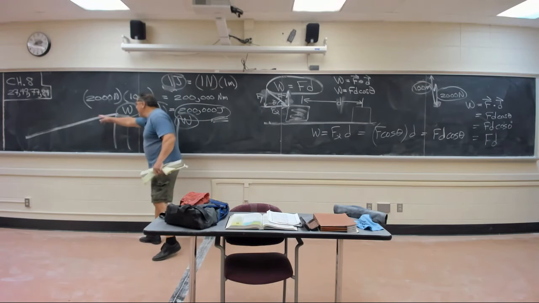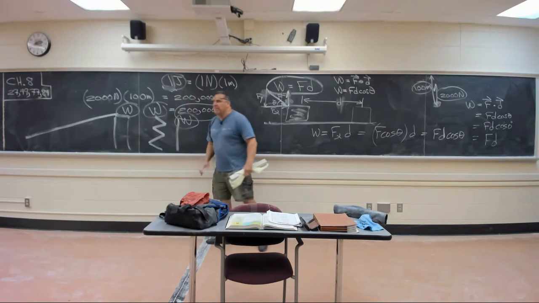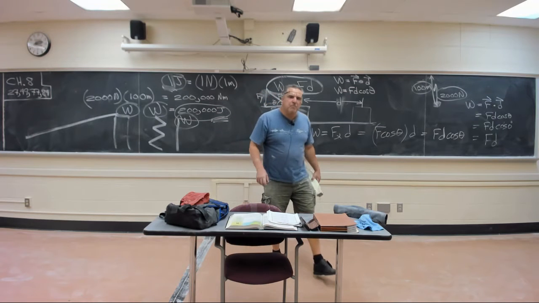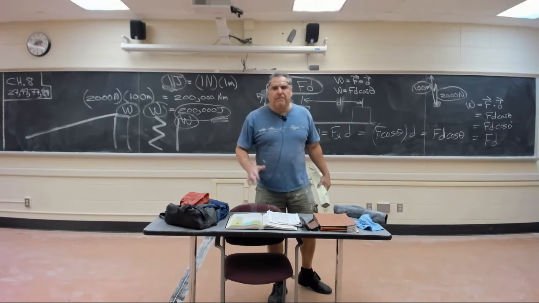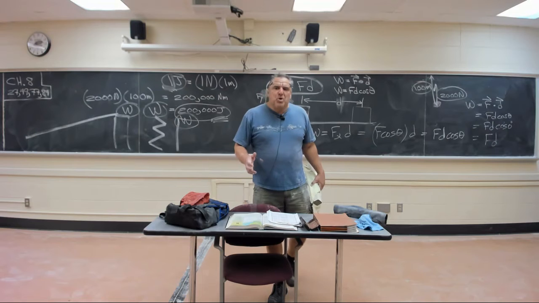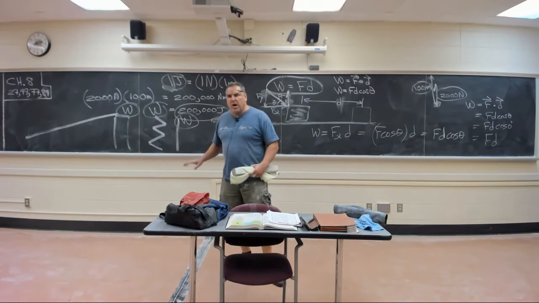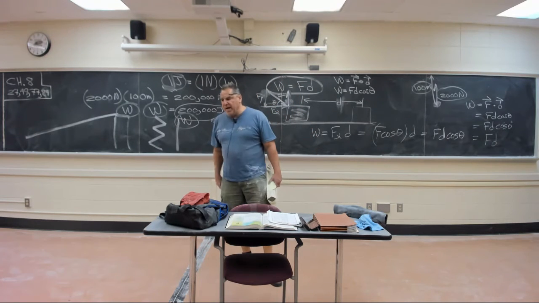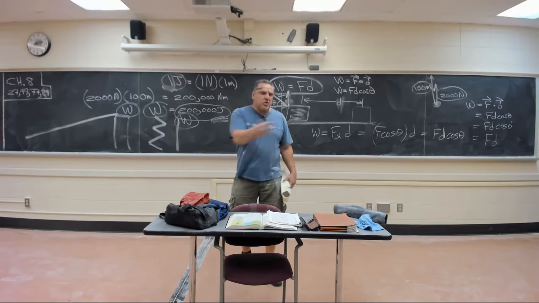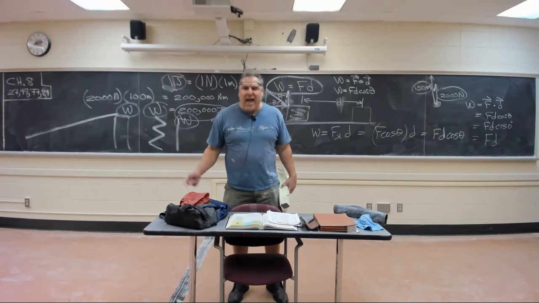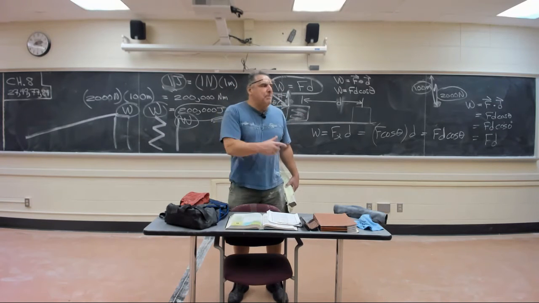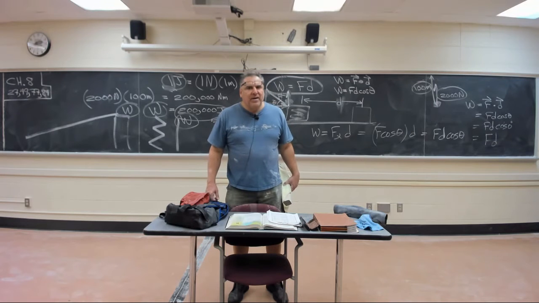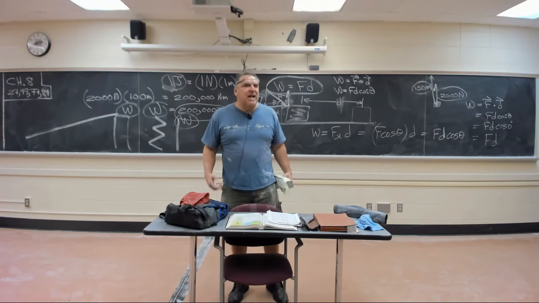Whether it's the ramp or the zigzag or straight up, it's a conservative force field. Friction's a non-conservative force in the sense that you do work to overcome friction, but once you stop doing it, the friction doesn't shoot the crate back at you, sending it back to the place where you started. It's a non-conservative force.